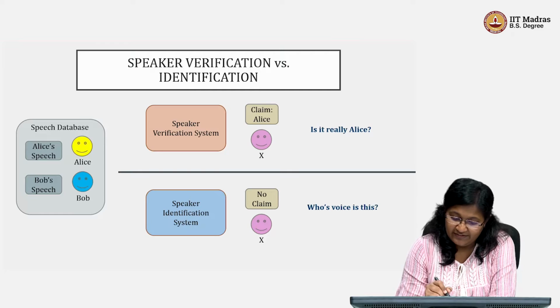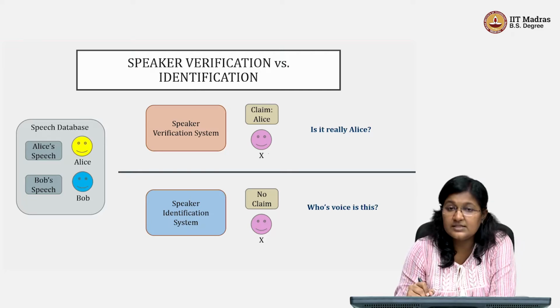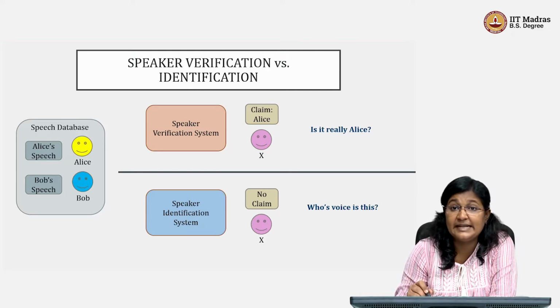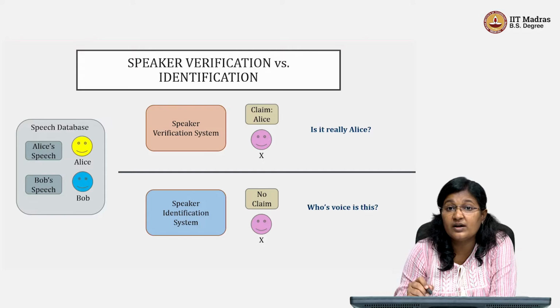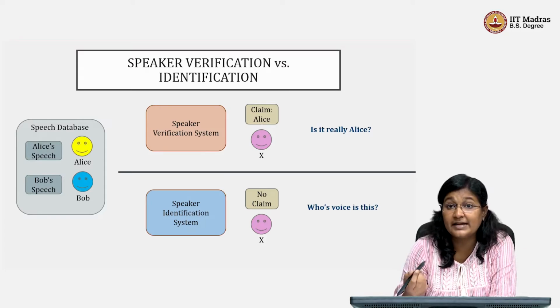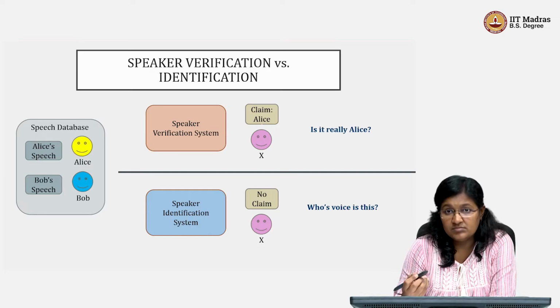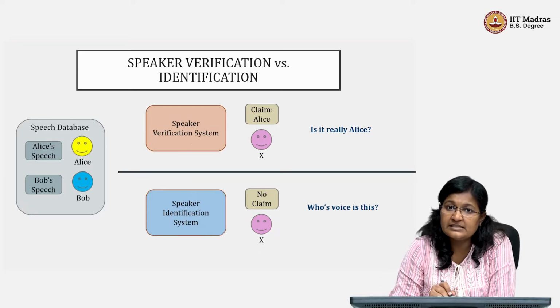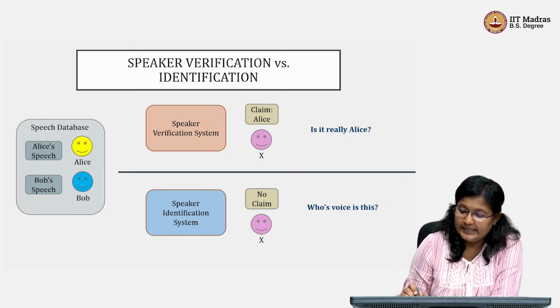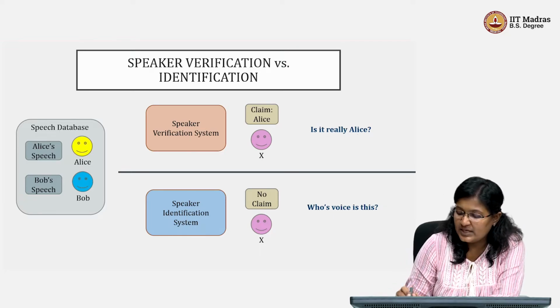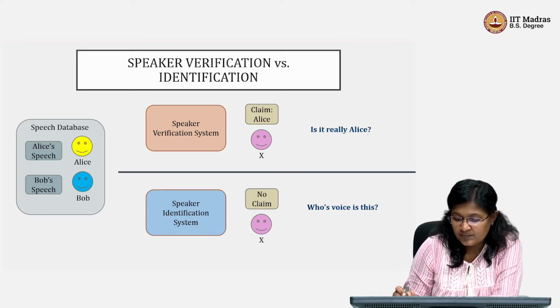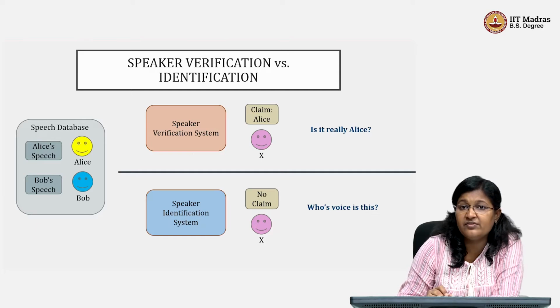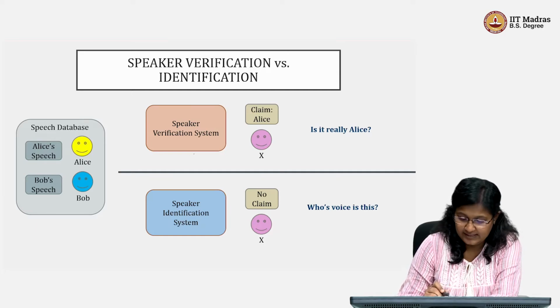In a speaker verification system, this unknown person always makes a claim about his or her identity. As we saw before, this unknown person made a claim, right? He or she made a claim that he or she is Alice. So what did the speaker verification system actually do? It just tried to answer this question, is it really Alice?